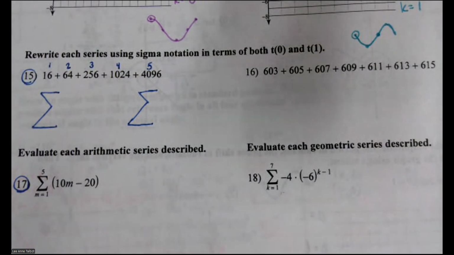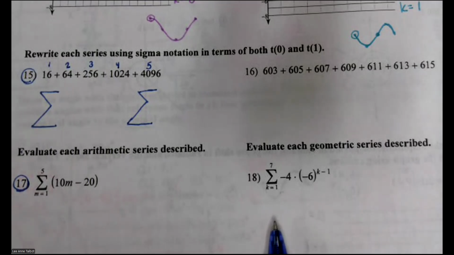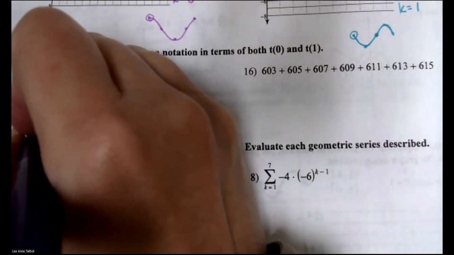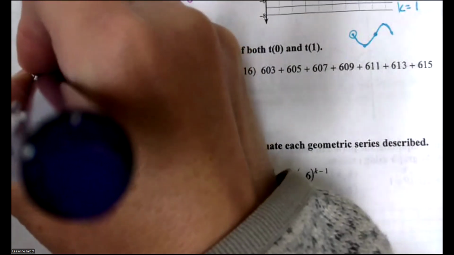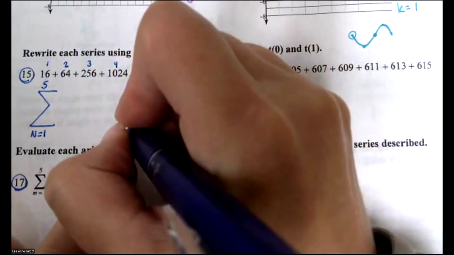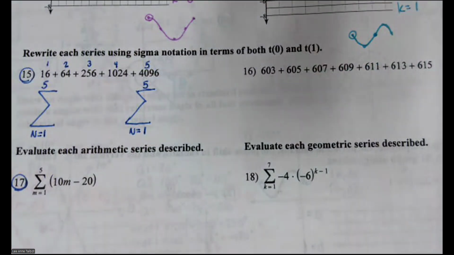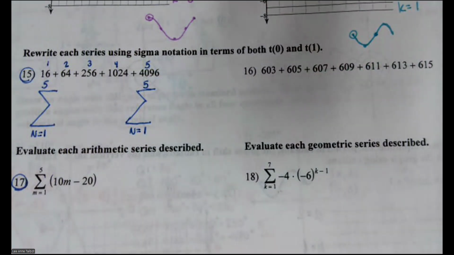Okay, I'm going to use N. It looks like they're using M down here and K. I'm probably going to use N every time that I do these, when it's not given to me. I'm going to start at 1 and go to 5. That part of it doesn't change.